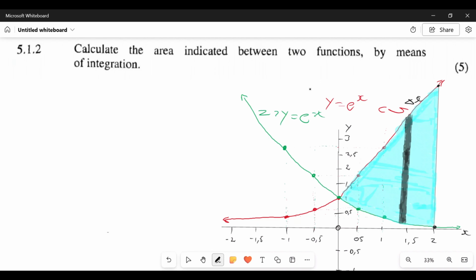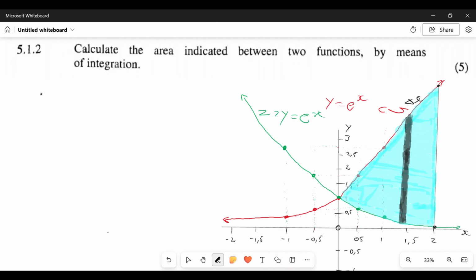Now, let's read the question and let's solve it. All right guys, so the question goes like this. Calculate the area indicated between two functions by means of integration. So they want us to calculate the area that we indicated with the blue color there. We must use integration. So in order for us to calculate the area, guys, we need to use definite integrals. So to use definite integrals, you need to find the upper limit and the lower limit.